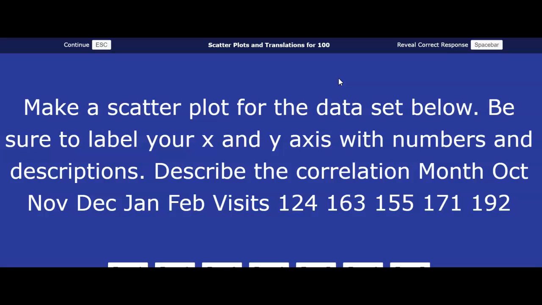Okay, so in order to make a scatter plot, we're going to walk through this one. You have to be sure to label both your x and y axis. When you draw this, you need to ensure that you have your x and y axis set up something like this. Then you want to label the x-axis. It says describe the correlation of the month to the visits. So the month would be October through February.